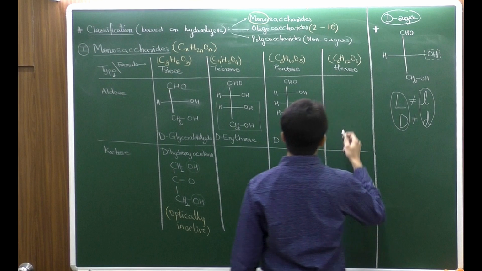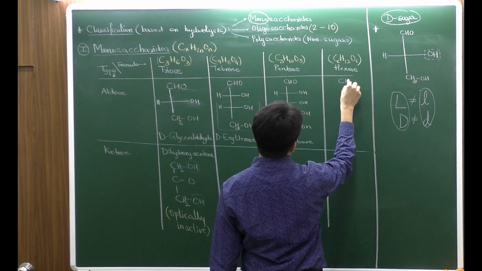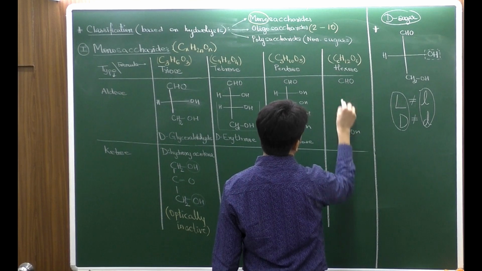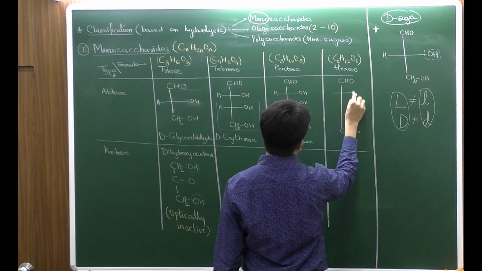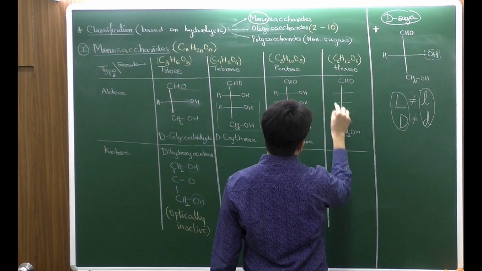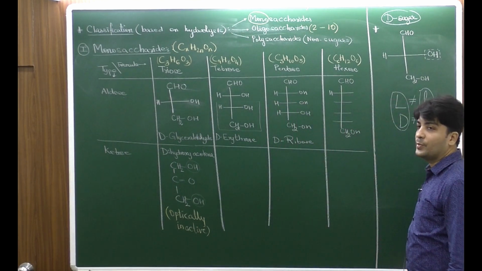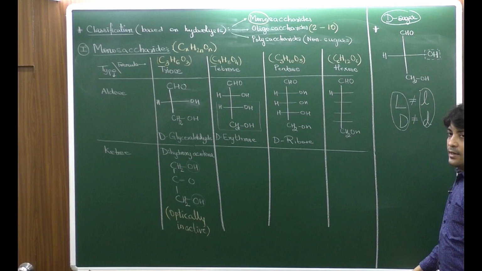And the last one with 6 carbon atoms is glucose. So CHO, CH2OH at the bottom and the 4 chiral carbons. Now these 4 chiral carbons का how many optical isomers would be there? 16. Yes, 2 raised to the 4 chiral carbon atoms would give you 16 optical isomers. Out of them, one of the optical isomers is glucose.